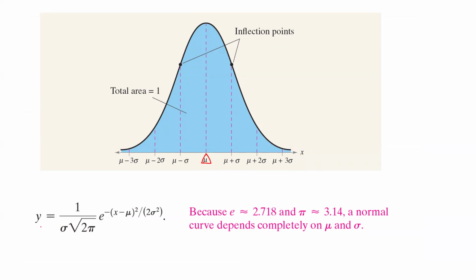The function that gives this curve is f of x, or y, equals 1 divided by sigma times the square root of 2 pi, times e to the power of negative (x minus mu) squared over 2 sigma squared. The constant e, which is about 2.718, and pi, which is about 3.14, help to describe this function. When you're using Python or R, this function is already defined in your library. So we just need to call that function and use it.